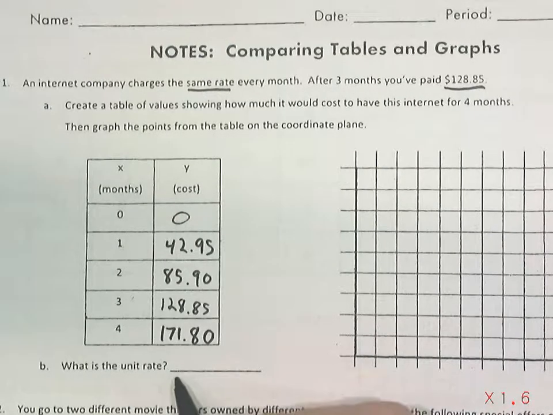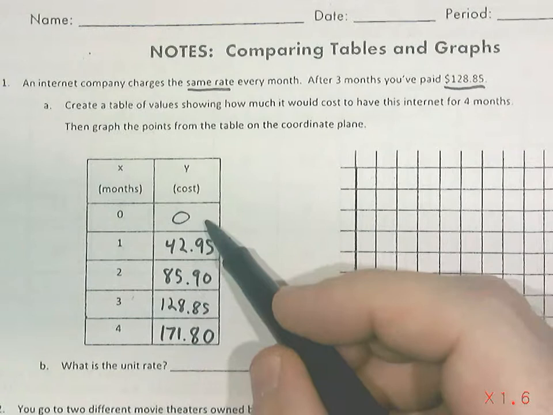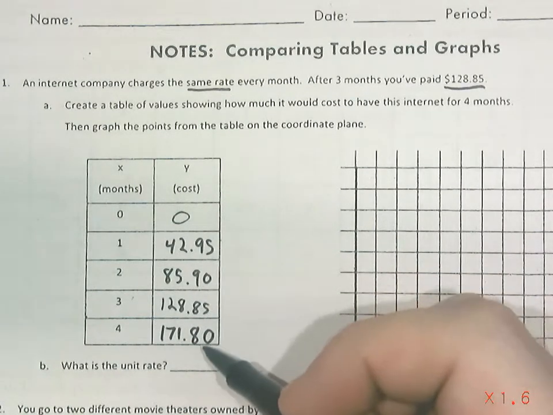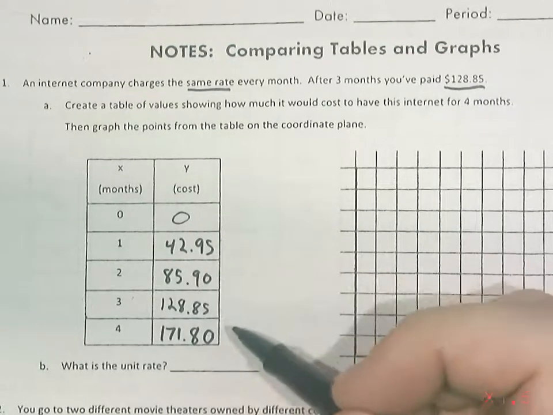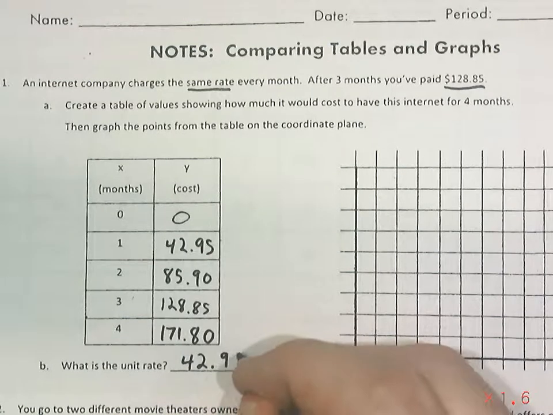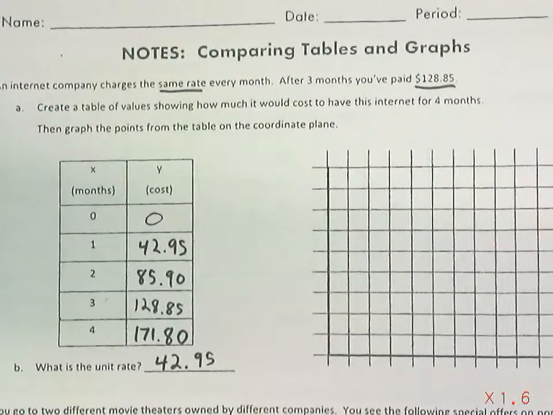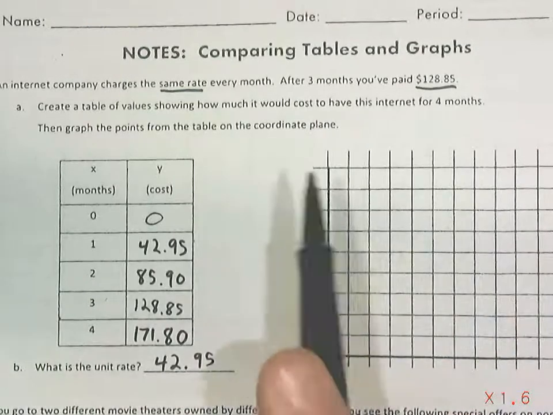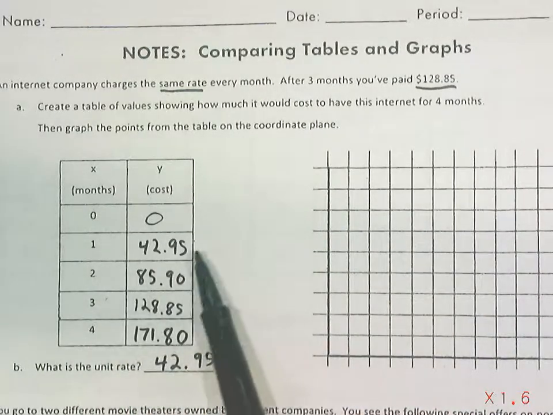So what is the unit rate? That's basically what's happening each month, right? Each month it's going up $42.95. So the unit rate is $42.95. Okay? And then it said to graph the points from the table on the coordinate plane. Each of these would be an ordered pair that I could graph.